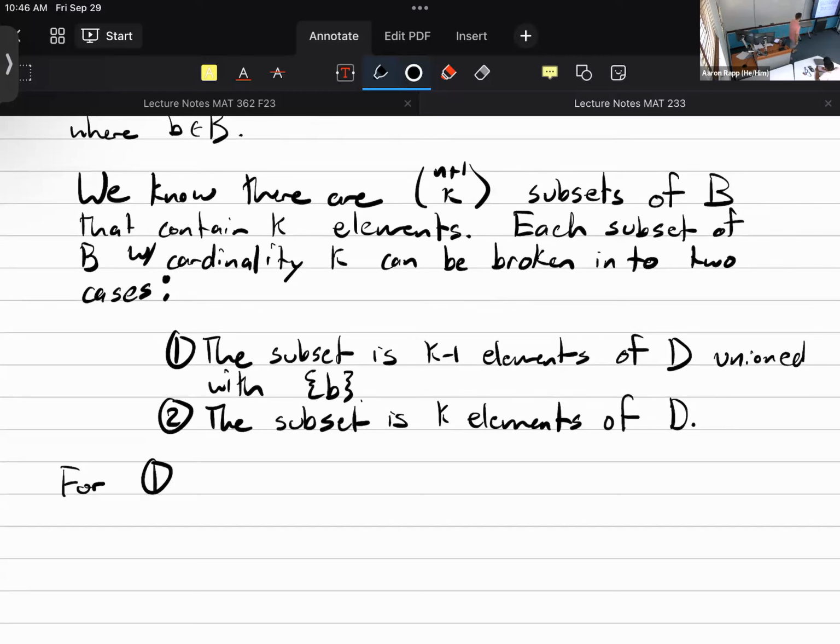So for that first one, how many ways can I choose k-1 elements from the set D? n choose k-1. And then for whatever those choices are, all I'm doing is tacking on an extra element into each of those sets, which is that element little b. Is that going to change the number of choices that I make? No. They're going to have the same number of choices. So for that first case, there are n choose k-1 ways that can happen.